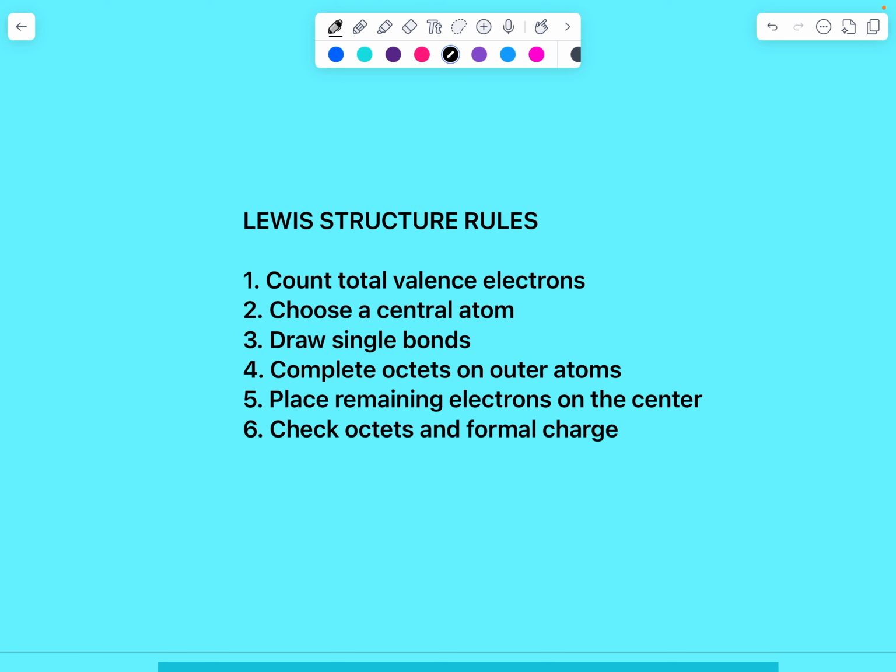Lewis structure steps. Step 1, count the total valence electrons. Choose a central atom. Draw single bonds. Complete octets on outer atoms. Put remaining electrons on the center. If the center lacks an octet, make multiple bonds. We are not checking formal charge yet. First, we must get a valid Lewis structure.